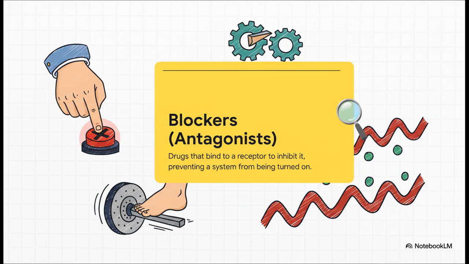And then, of course, you've got the exact opposite, a blocker, which scientists will call an antagonist. This one does the complete reverse. It latches onto that same receptor, but instead of pushing the button, it just gets in the way. It's like putting a cover over the button so nothing can push it.